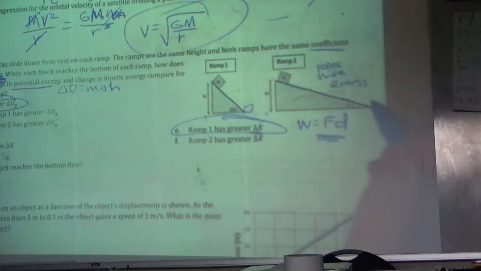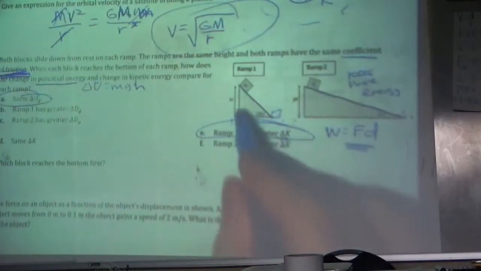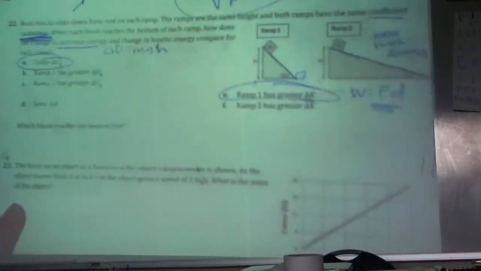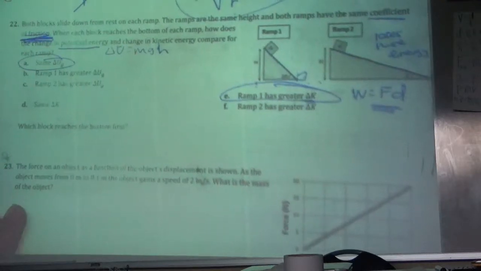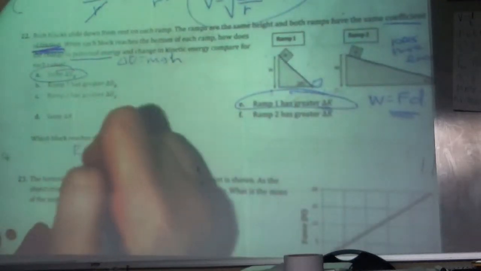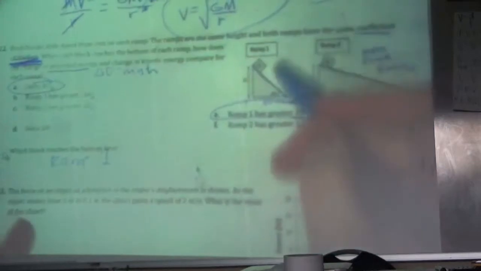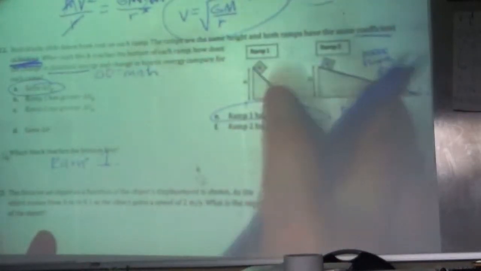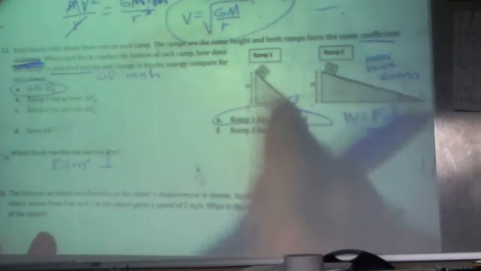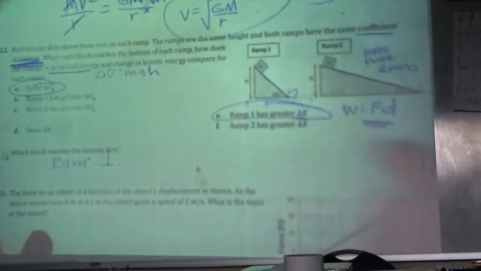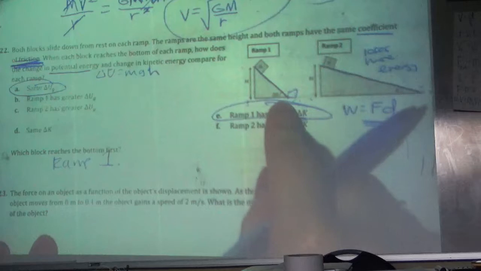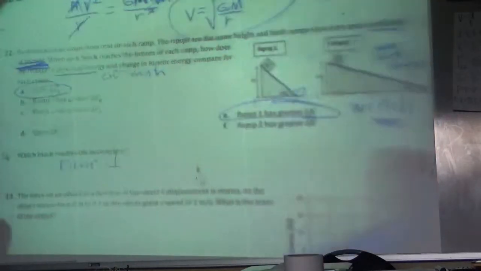So it doesn't have as much kinetic energy at the end. So it has less change in kinetic energy, whereas this one has more. And which one reaches the bottom first? So ramp 1, for 2 reasons. First reason being, even if it was frictionless, this one would reach the bottom first because it's steeper, so it has a greater acceleration, and also it loses less of its energy due to friction, so it'll go faster for another reason.